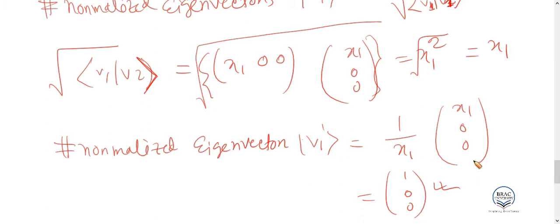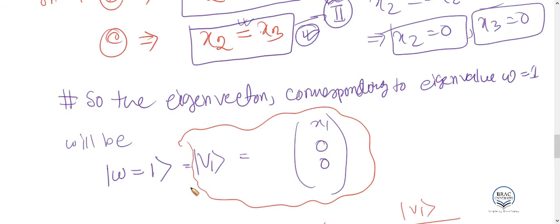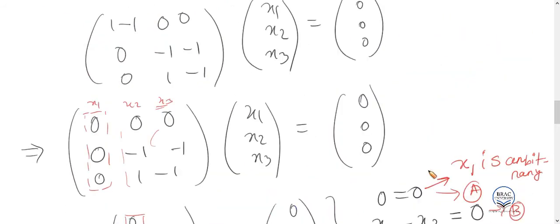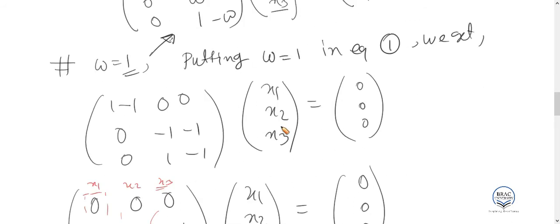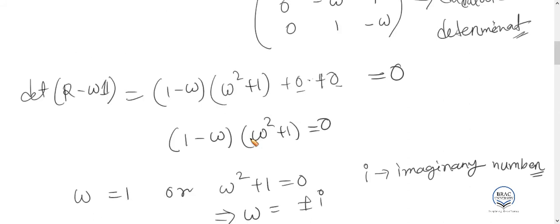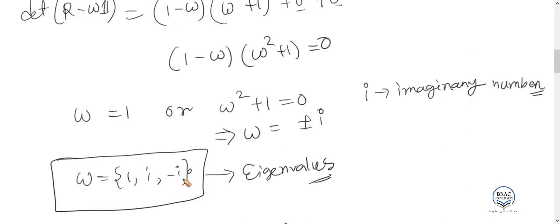So now what we want to do, we are done for omega equals 1, and we had two other eigenvalues, right? One was plus i and the other was minus i. So where was that? Yeah, plus i and minus i. So let's now consider the case where omega equals i.